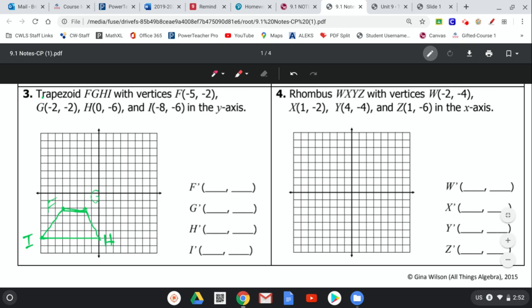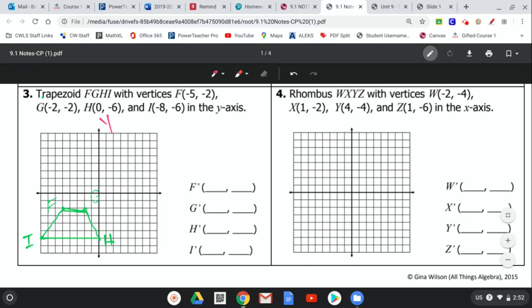All right, guys, so we're finishing up number 3 here. We're reflecting this trapezoid over the y-axis. So the y-axis is going to be that axis right there. So again, we're just counting from our pre-image points to the y-axis, and then we're going to count in the same direction the other way to get the image.